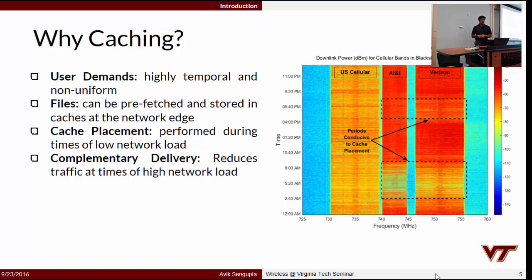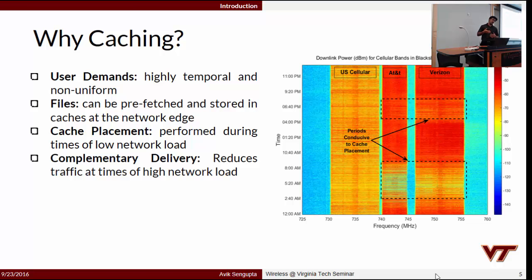So why caching? As I said, user demands are highly temporal and non-uniform. And this can be leveraged to prefetch some content and store it at the users or close to the users rather than at the network center. Cache placement is mostly performed at the time of low network load. For example, we can perform cache placement during the night when the wireless traffic is low. And you can look at cache placement and complementary delivery as a kind of load balancing effort rather than any sort of very drastic network change.